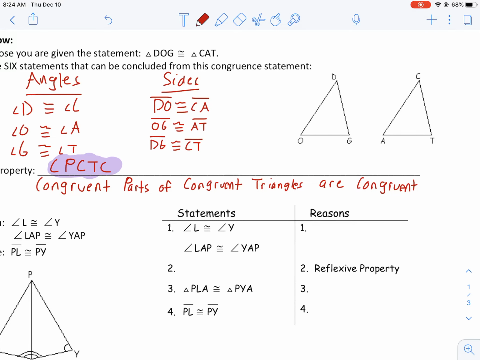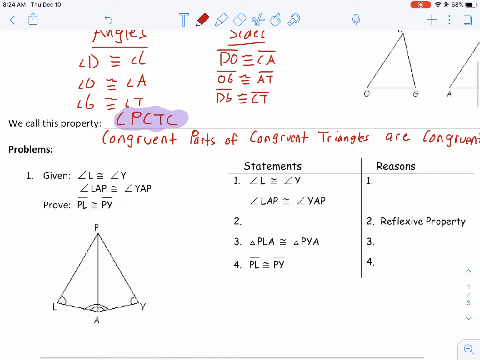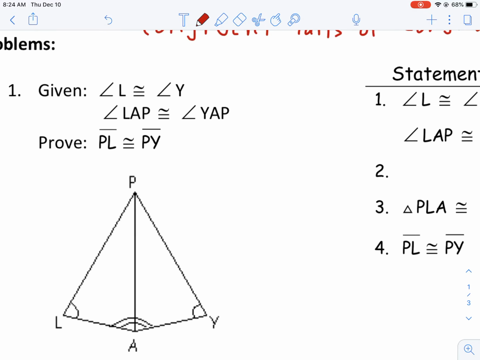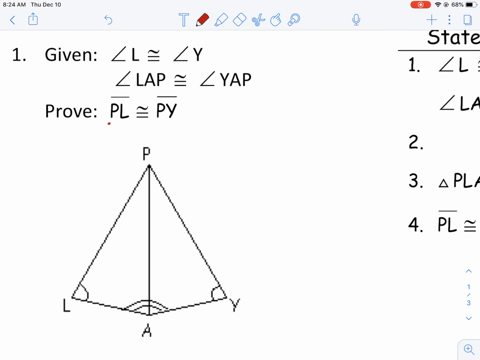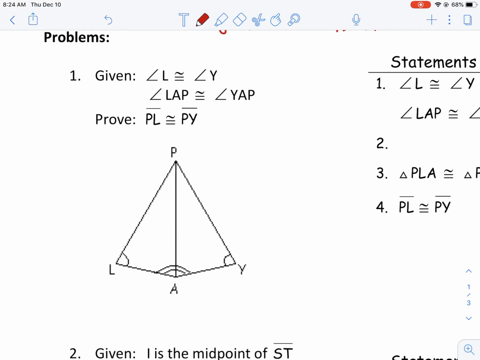So what we're going to do with that is some proofs, but the final goal of the proof is not to prove triangles are congruent. It's to prove one of the pieces are congruent. And in order to prove that piece is congruent, first you have to prove the whole triangle is congruent and then add another step. Here's what that looks like.